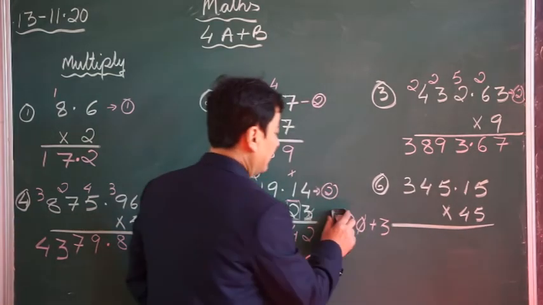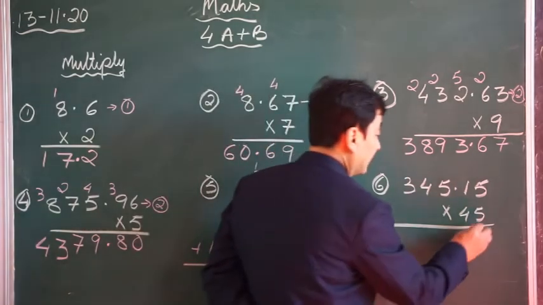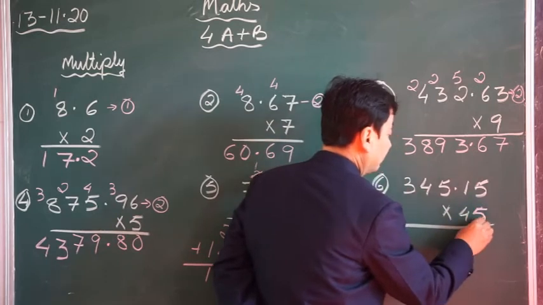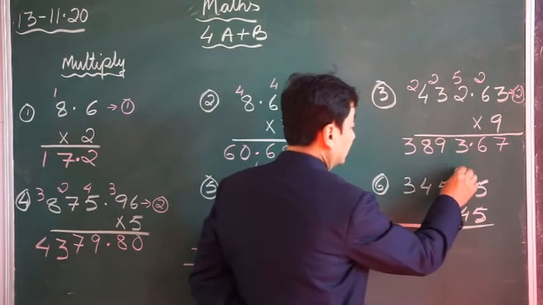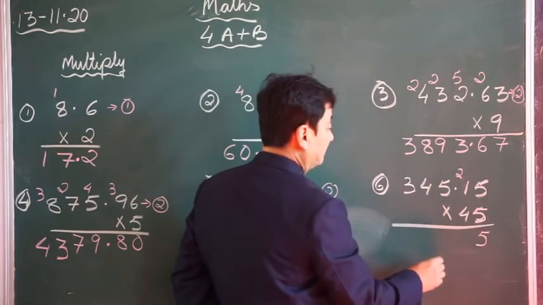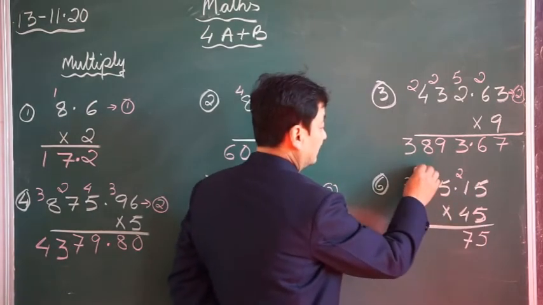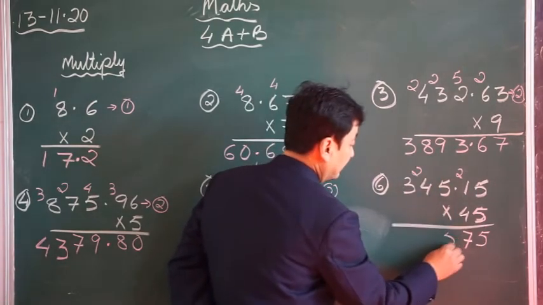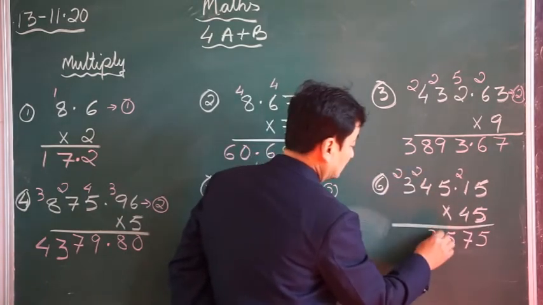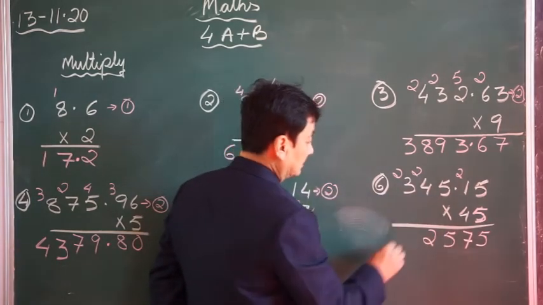345.15 multiplied by 45. So we must do which times table first? 5. Let me write this with a different color. 5 5s are 25. 5 1s are 5 plus 2, 7. 5 5s are 25. 5 4s are 20 plus 2, 22. 5 3s are 15 plus 2, 17.